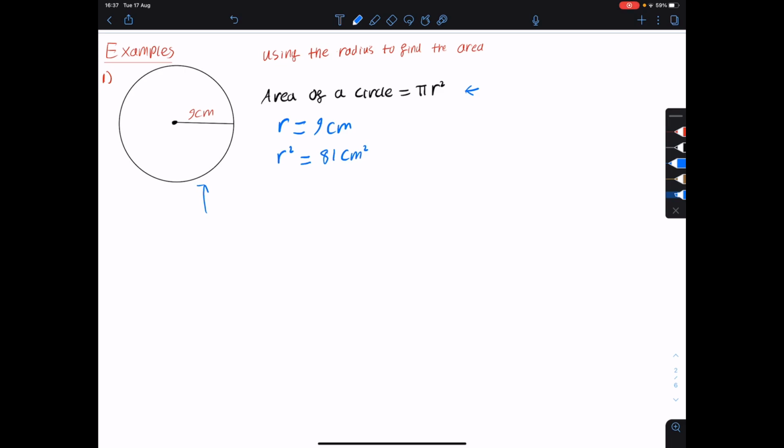Right? So all we need to do now is say that the area of a circle, which I'm just going to write as A, is equal to pi multiplied by 81 centimetres squared from our formula here, which could just be written as 81 pi centimetres squared. And if we type this in the calculator, we can get an approximation of this value to be 254.469 centimetres squared, and this is to 3 decimal places.